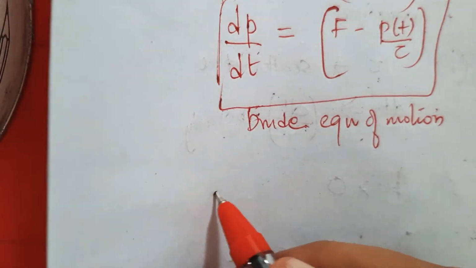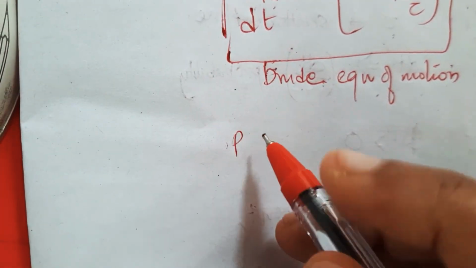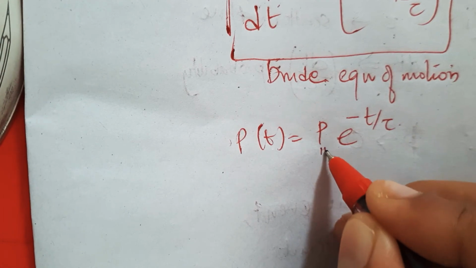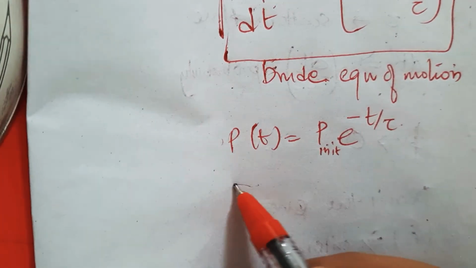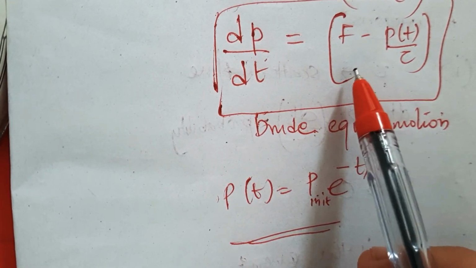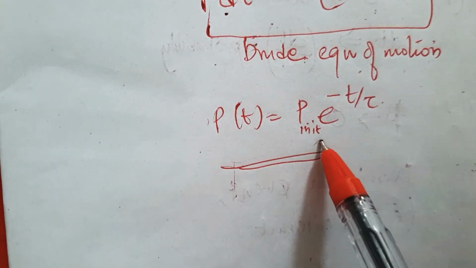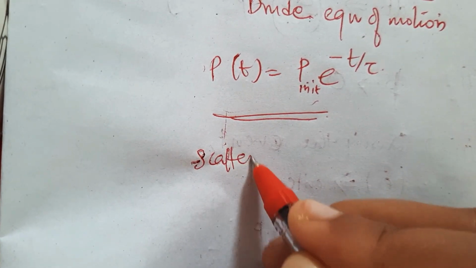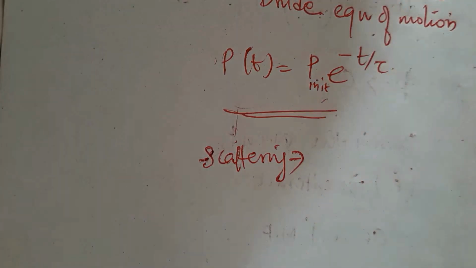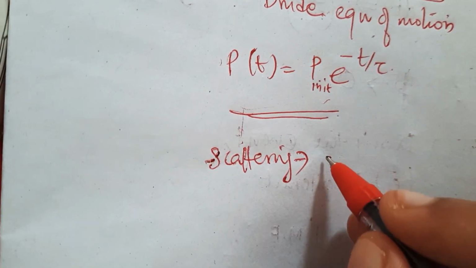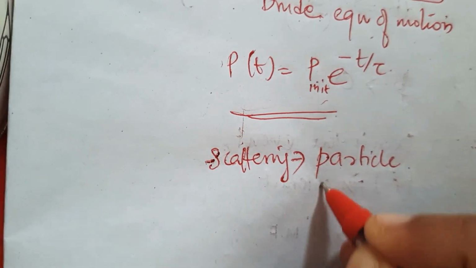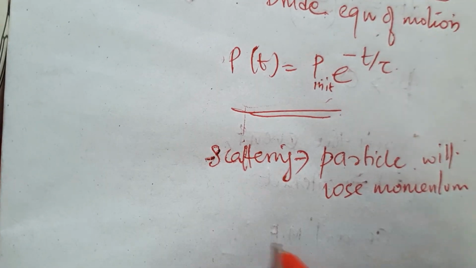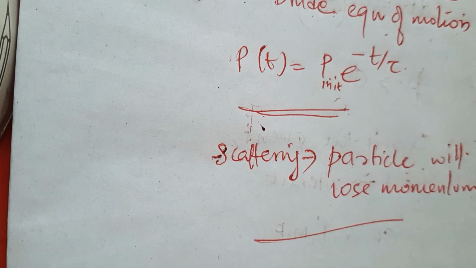The solution to this differential equation is given by p of t equal to p initial e raised to minus t by tau. This is the solution to the Drude equation of motion. This means that whenever an electron undergoes scattering, after the scattering process the particle will always lose momentum. So this is the conclusion which is drawn from this solution. Okay, thank you.